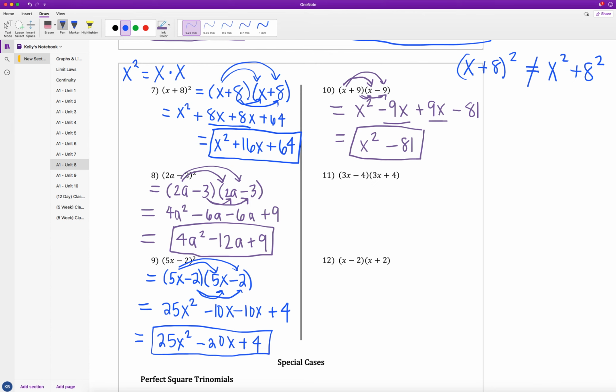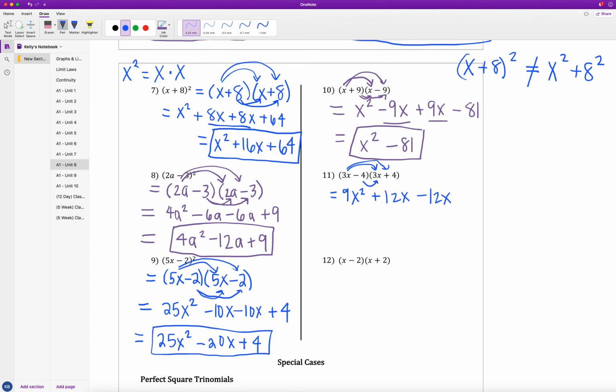Let's check example 11. We have 3x minus 4 times 3x plus 4. This looks really similar to what example 10 did, where I had identical terms, and the only difference is the plus sign or the negative sign. So let's see what happens here. We get 3x times itself, so I get 9x squared. Then 3x times 4 gives me a plus 12x. Negative 4 times 3x gives us a negative 12x.